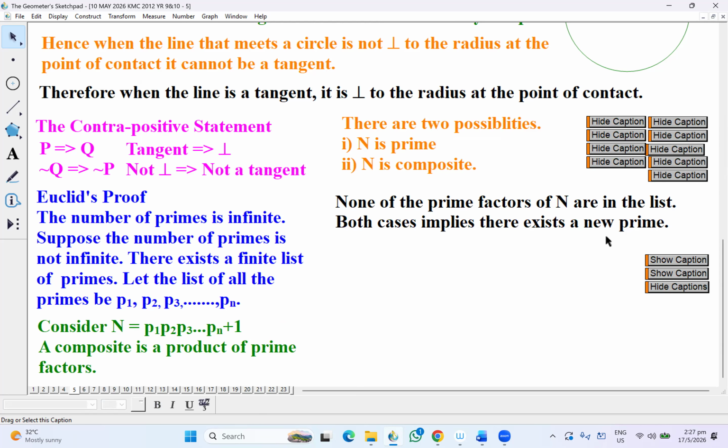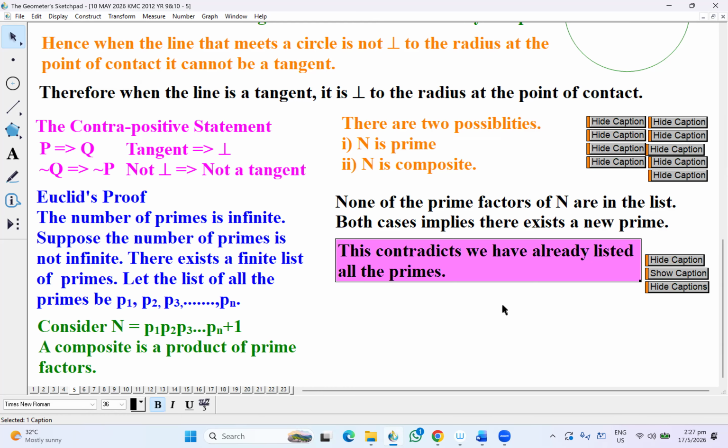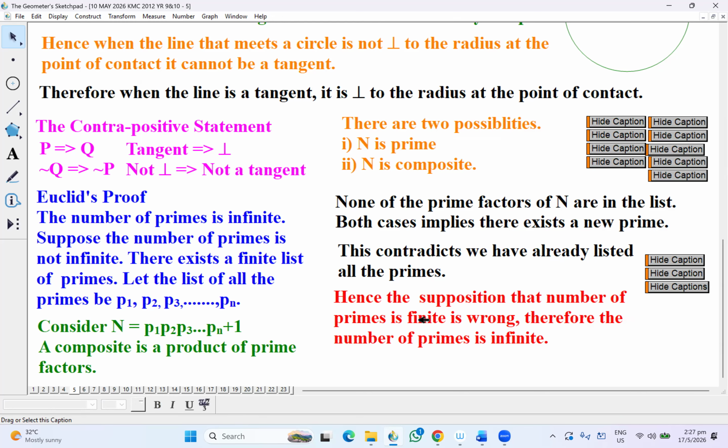Both cases imply there exists a new prime. But you already said you listed all of them. You said finite already. So this contradicts that we have already listed all the primes. Hence, the supposition that the number of primes is finite is wrong. If finite is wrong, then the number of primes must be infinite. So that's Euclid's proof, thousands of years ago already. He already developed this method of contradiction. A lot of difficult results are proved by contradiction.